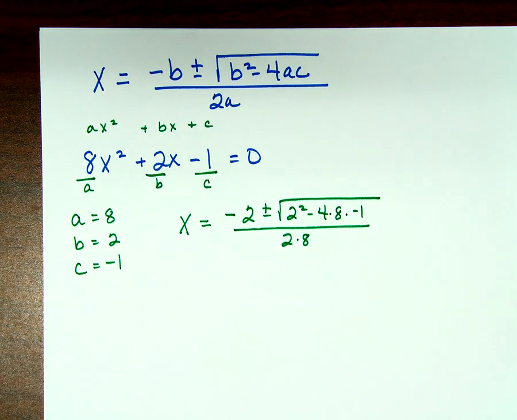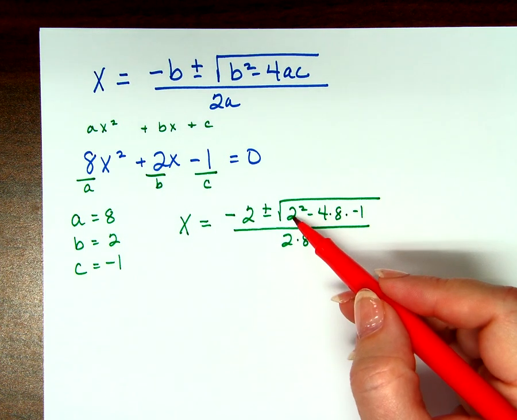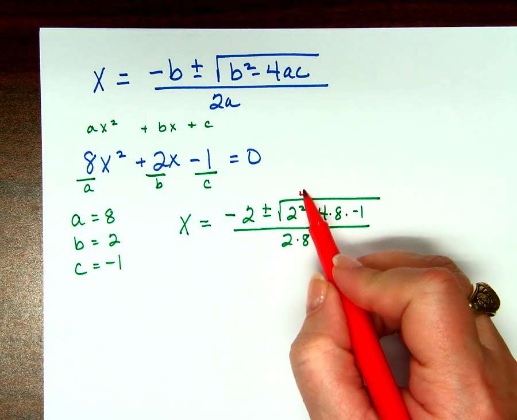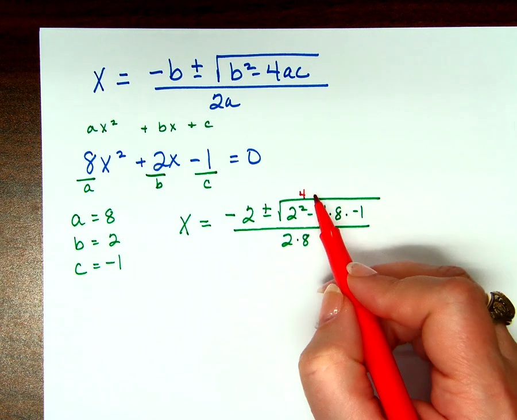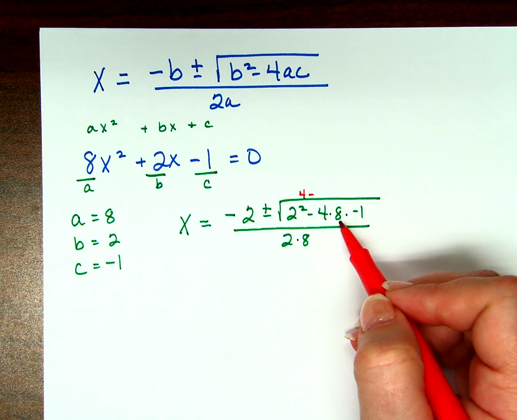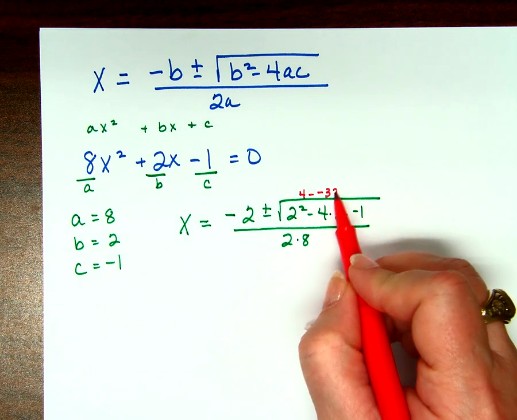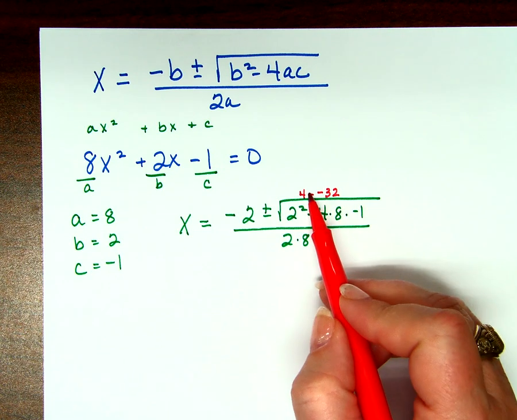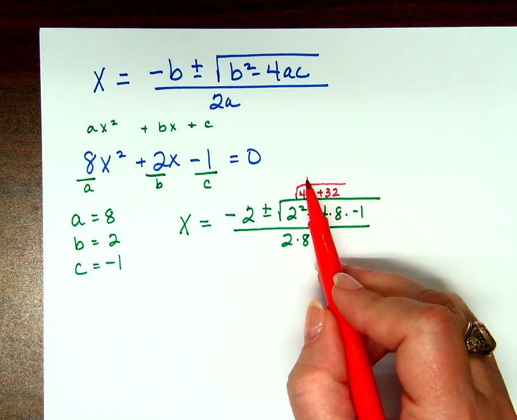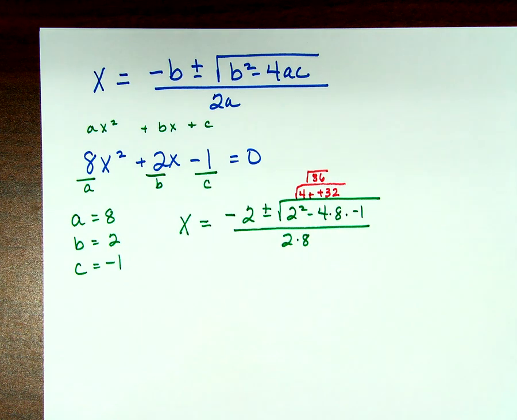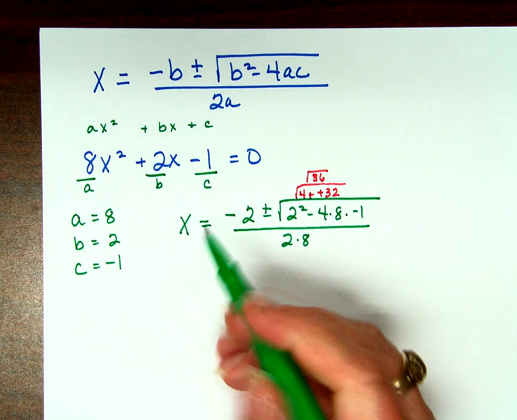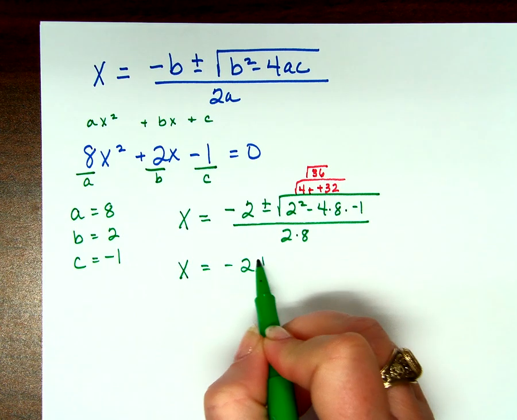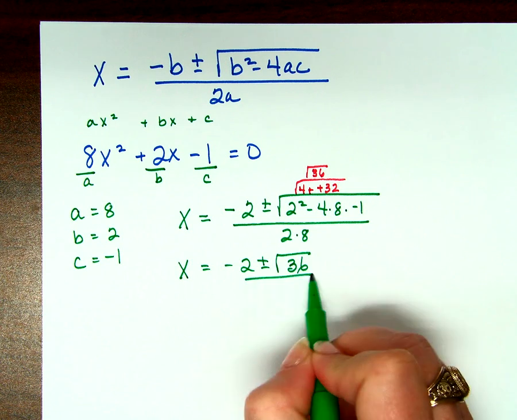Now it's just a matter of simplifying, isn't it? Okay. I'm going to start inside here because that's a little easier, right? What's 2 squared? That's 4. What's 4 times 8 times negative 1? Well, 4 times 8 is 32 times negative 1 is negative 32, right? So what's 4 minus a negative 32? Isn't that 36? So isn't that the square root of 36? So what I've simplified it to is x equals negative 2 plus or minus the square root of 36 over 16.